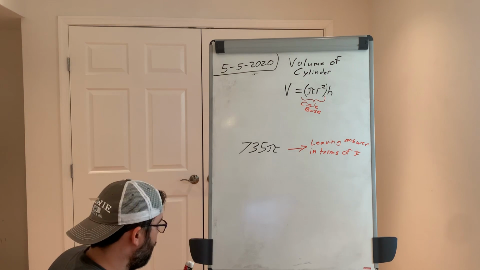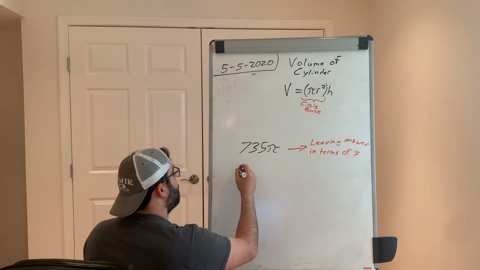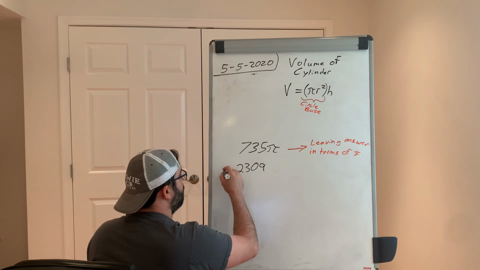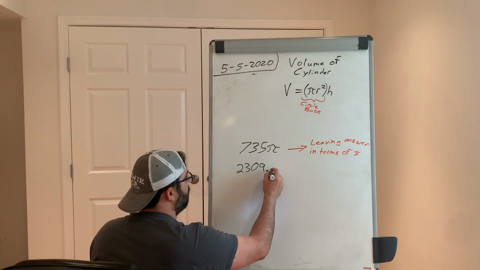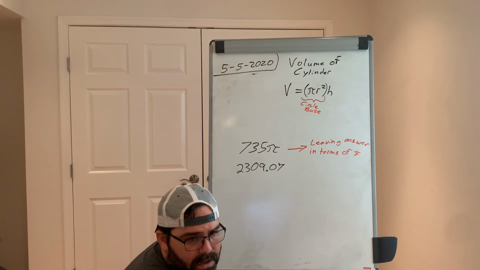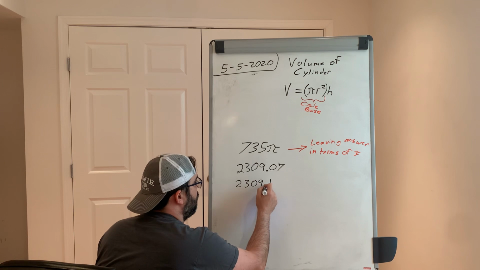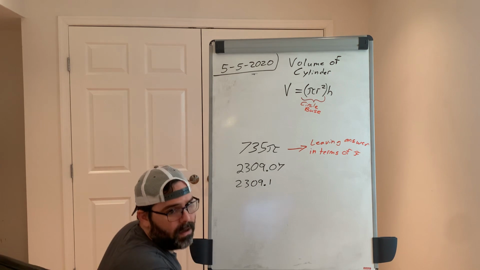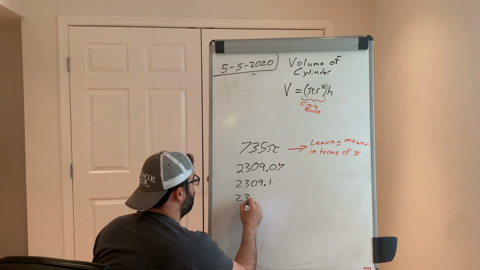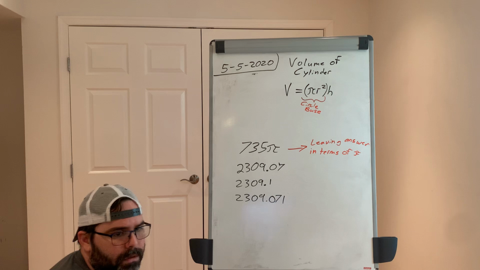2309. Now if I'm rounding it to the nearest hundredths, this would be 2309.07. That would be to the nearest hundredth. If it asked me to round it to the nearest tenth, it would be 2309.1. If it asked me to round it to the nearest thousandths, it would be 2309.071. Okay? And it would be inches cubed.